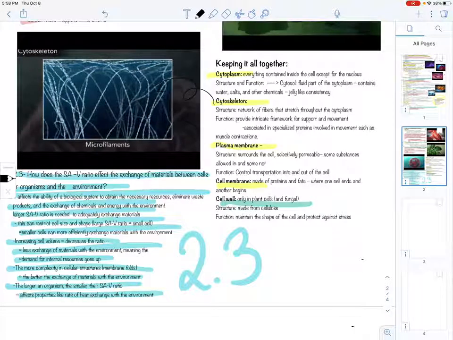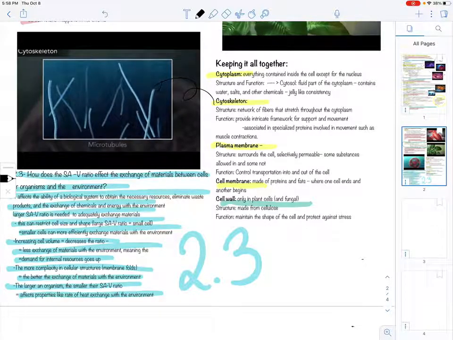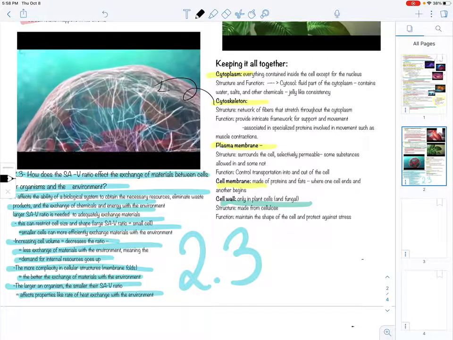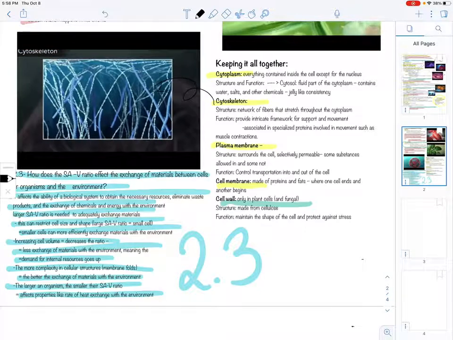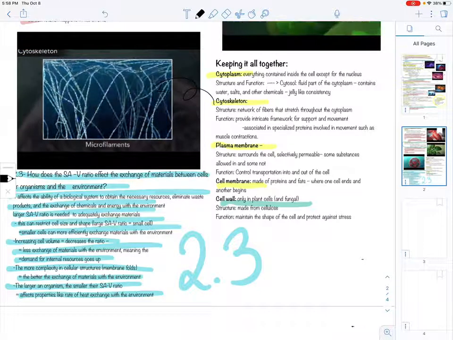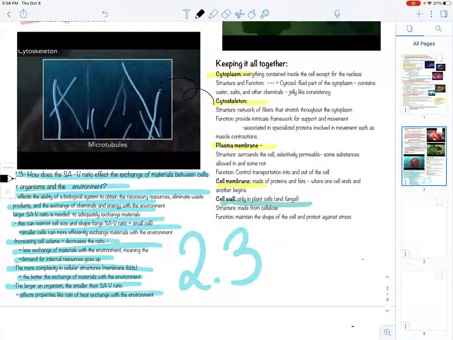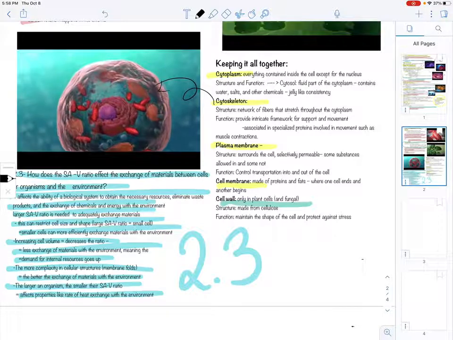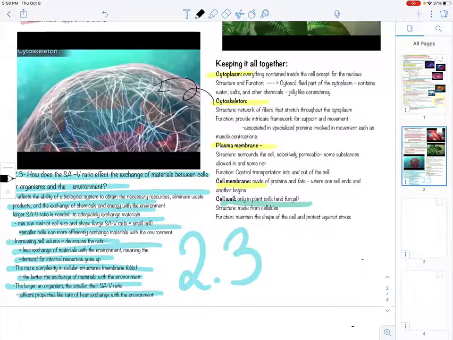Now, 2.3. How does surface area to volume ratio affect the exchange of materials between our cells, organisms, and the environment? Your ratio affects the ability of your biological systems to get the resources that they need, get rid of their waste products, as well as exchange the chemicals and energy with the environment. So, for example, mitochondria needs to get those macromolecules and convert them into ATP, which the cell can then use. So that interaction is dependent on that surface area to volume ratio.